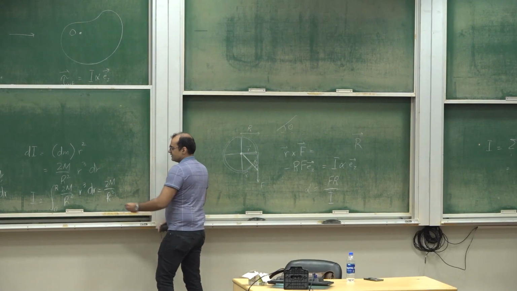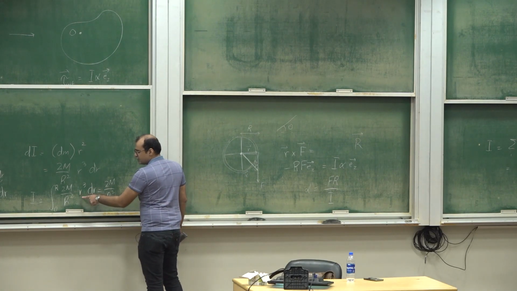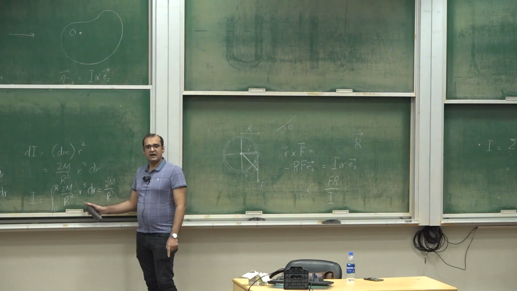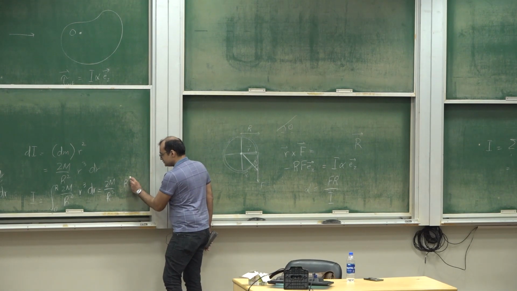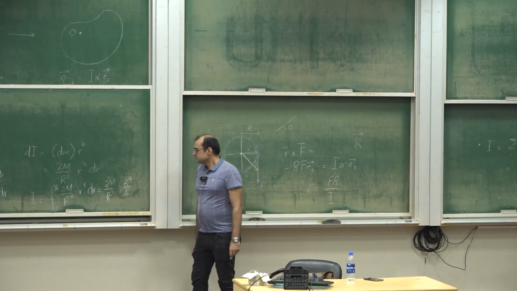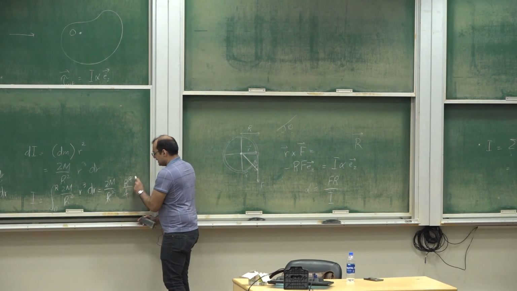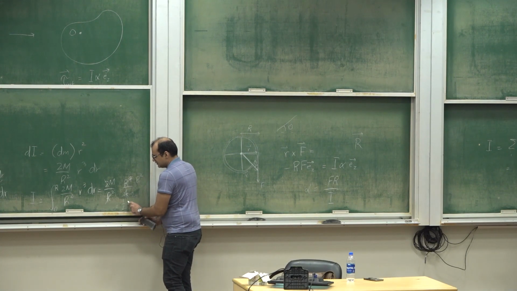Okay, and so this thing 2m over R² goes outside. What is the antiderivative of r³? r raised to power 4 divided by 4. Put in the limits, you will get capital R raised to power 4 over 4. This cancels, capital R² comes in, this cancels with it, and you get half mR².